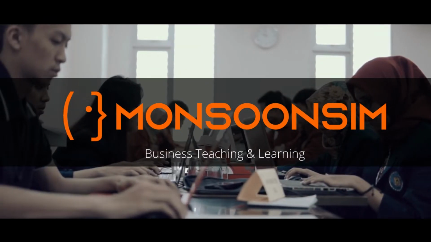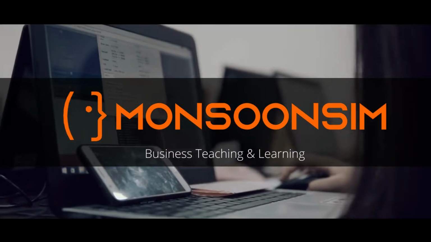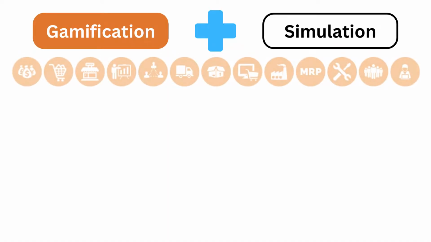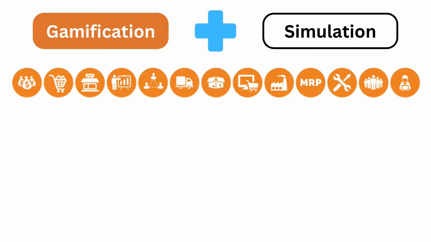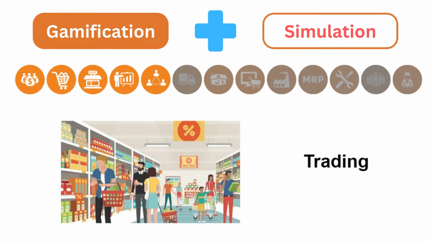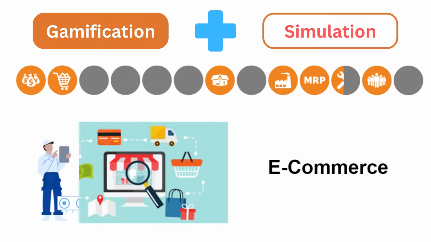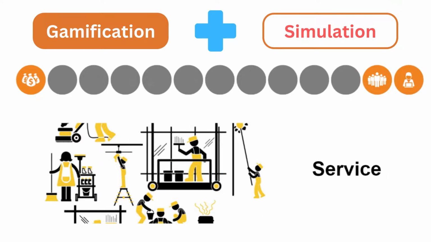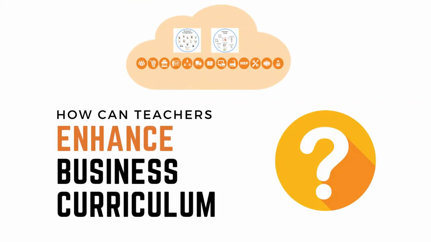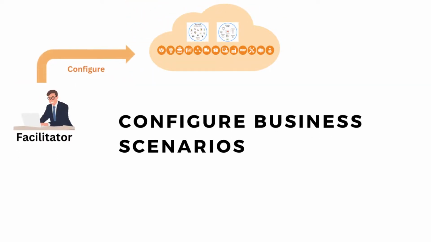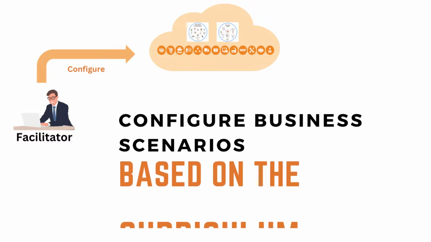MonsoonSIM is the world-leading gamification and simulation platform for business teaching and learning. MonsoonSIM smoothly integrates 13 configurable business departments to simulate virtually any trading, distribution, e-commerce, manufacturing, and service business. So, how can teachers enhance their business curriculum? Teachers can configure business scenarios based on their curriculum.